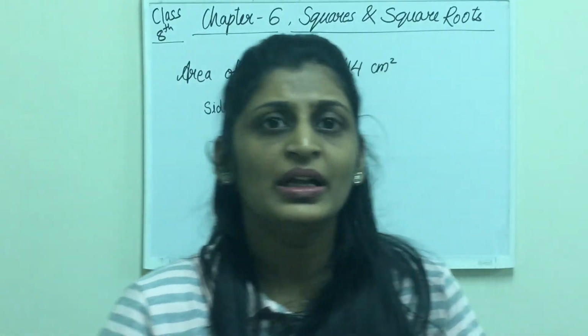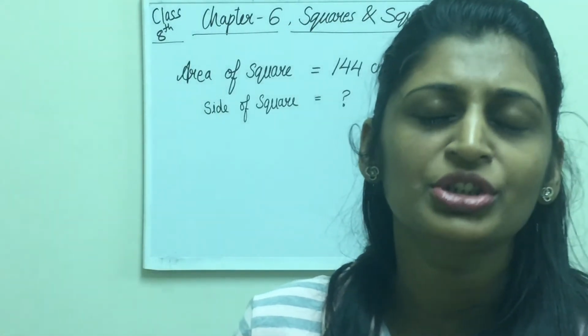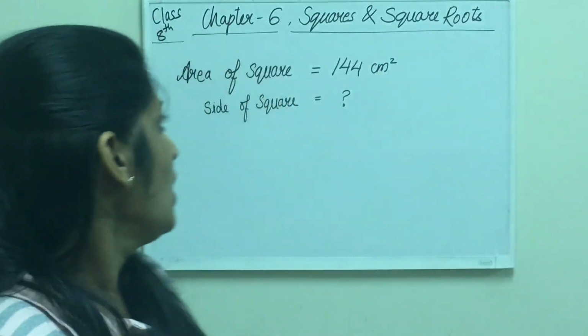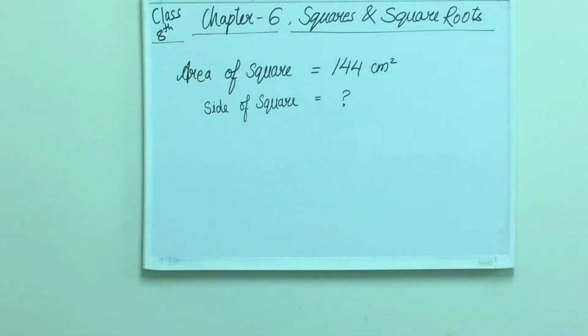Hello everyone, this video is an introduction to square roots. I have a question on my board. The area of a square is 144 centimeters square. What will be the side of the square?